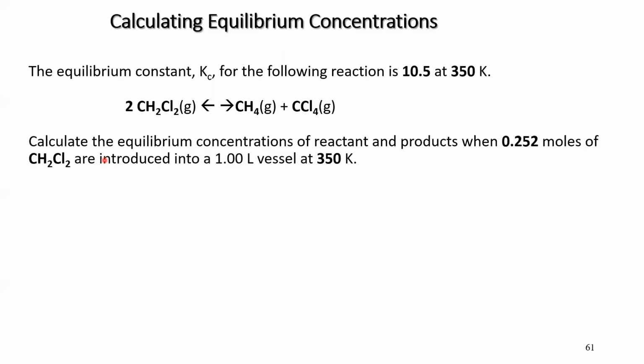So let's look at another one. It gives us the equilibrium constant. Okay, so K equals 10.5. We've got our reaction at equilibrium. It says calculate the equilibrium concentrations of reactants and products when 0.252 moles of reactant, CH2Cl2, is introduced into a container. Well, it doesn't mention the CH4 and it doesn't mention the CCl4. There's 0 initially. If it doesn't mention it, it's not in the container to begin with.